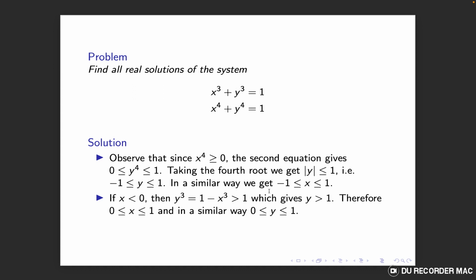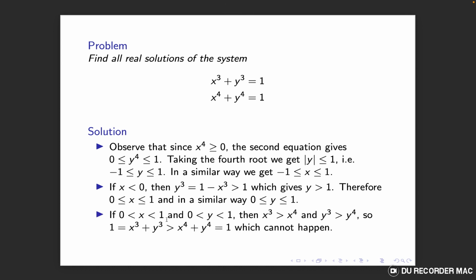So what we get here is that x cannot be less than 0, so therefore x is between 0 and 1. And again, by flipping the roles of x and y in a similar way, we will get that y is between 0 and 1. So far we were able to see that x is between 0 and 1 inclusive, and y is between 0 and 1.